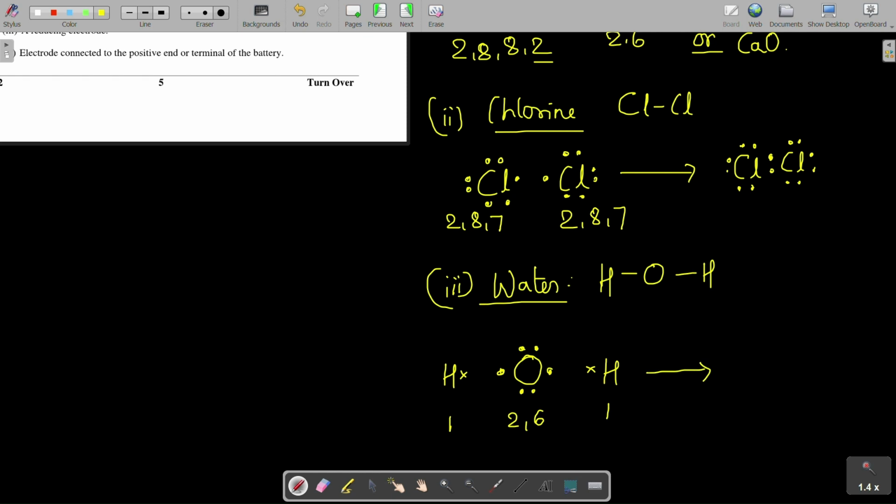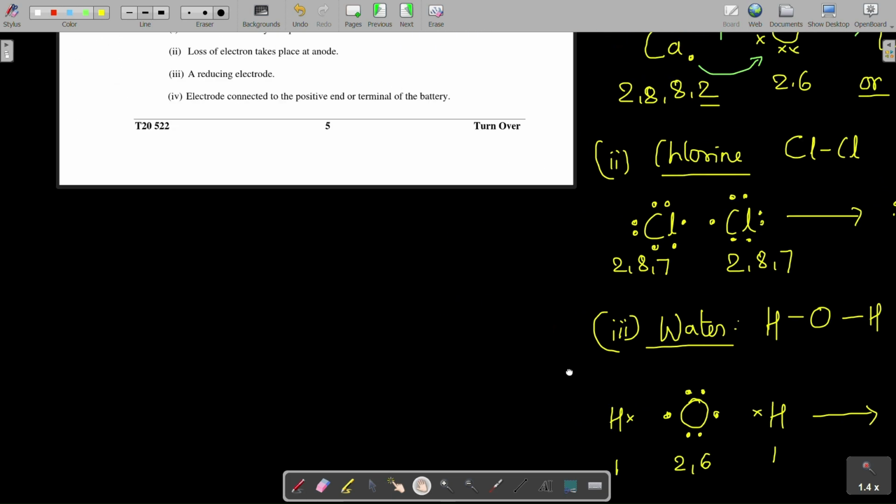So now what happens here? The electrons will be shared. So you have H cross dot oxygen. Its 6 dots should be there. One more cross by hydrogen. So this is the electron dot structure for the water molecule.